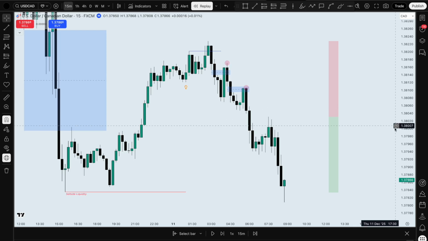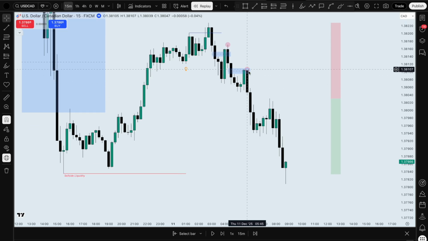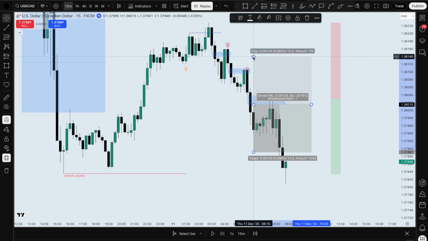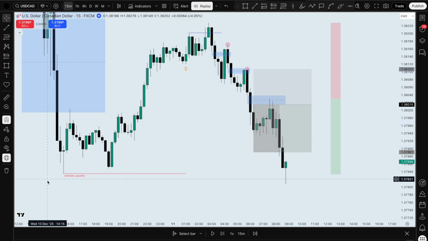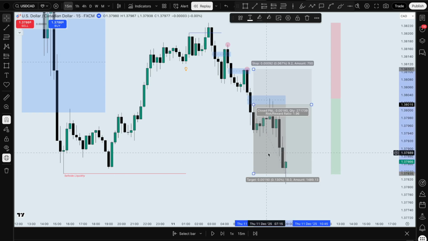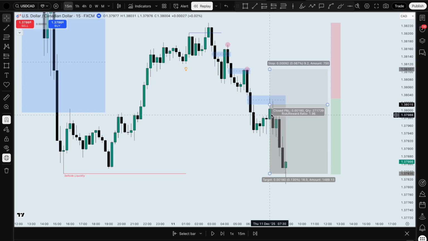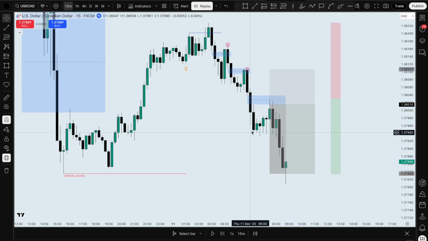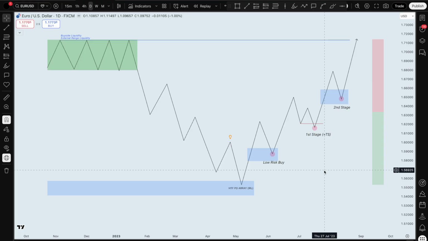And then what can we see after the first stage? Big displacement around the equilibrium, a fair value gap behind, and that is our entry towards the sell side liquidity here. So that's where we enter, right there. And you can see then no consolidation, no nothing, just a clean move down towards the external range liquidity. So that's it for today's video.